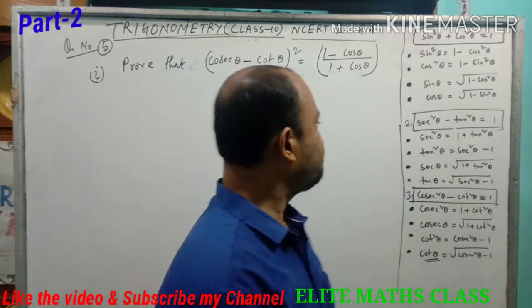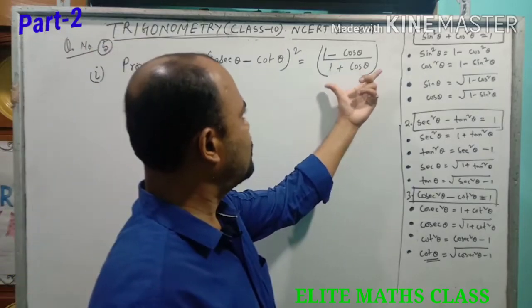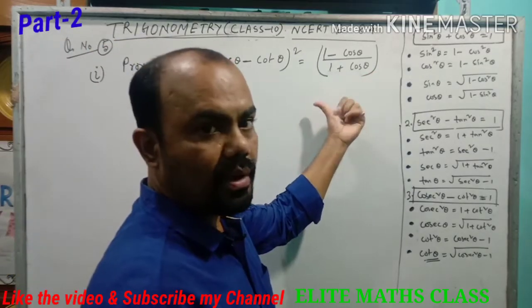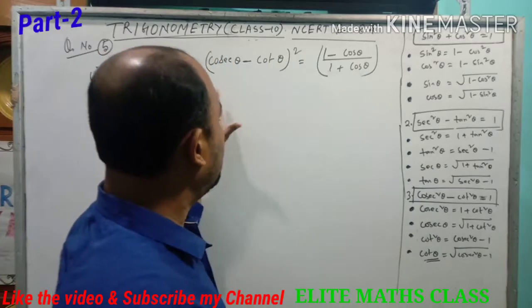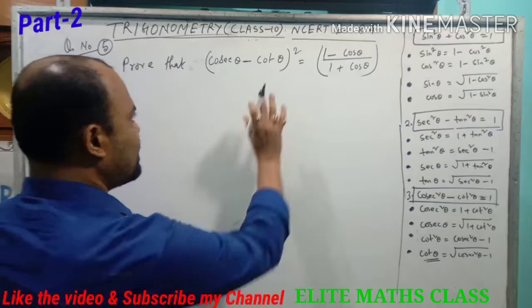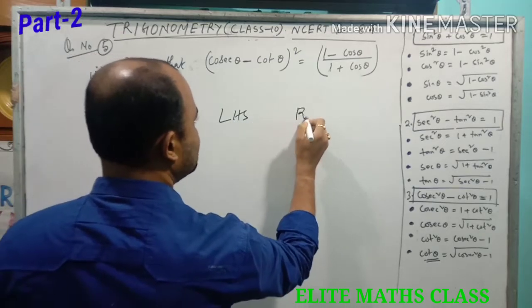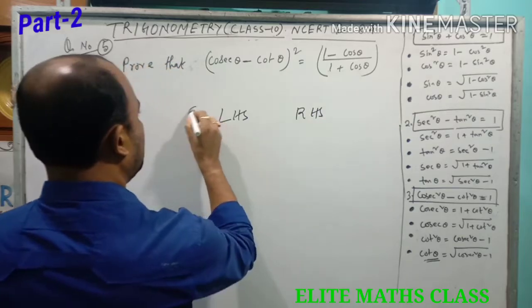See the question. Prove that (cosec theta minus cot theta) whole square equals (1 minus cos theta) by (1 plus cos theta). That is, this part equals this part. Remember that for this type of question, this one is LHS and this one is RHS.